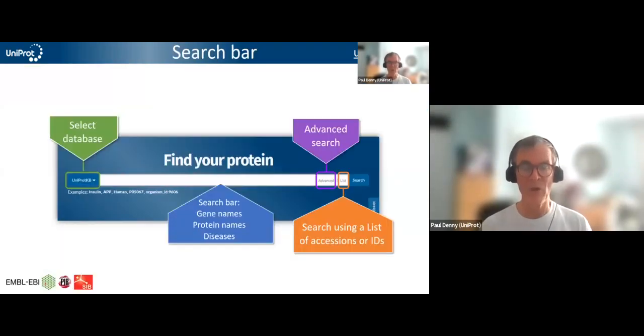Now, in the middle of that view of the website, you could see a search bar, and I've zoomed in on it here. You can see a little bit more of the kind of detail. The search bar allows you to type any free text in here, a gene name, a protein name, a disease, whatever you want. But then if you want to be more fine-grained in your search, there's also an advanced search button just here. And let's say you've got a list of accession numbers or identifiers from another database or from UniProt itself, and you want to look at all of those together. You can do a search using the list facility.